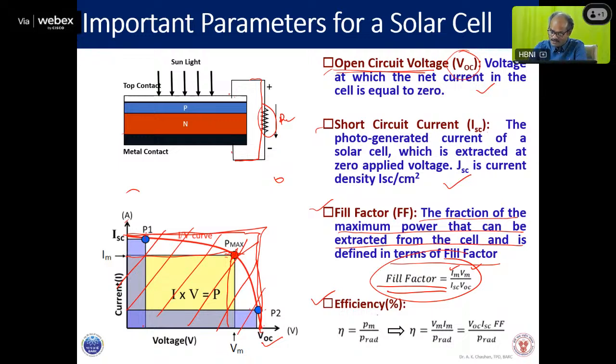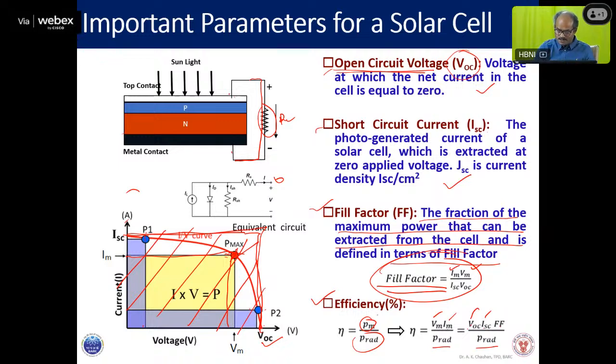So how will we define this? First is how much maximum power we can generate divided by the total radiated power. This we can calculate by Vm into Im. It is P maximum, Vm into Im, divided by P radiated. And this Vm into Im is related to VOC and ISC by this formula: VOC, ISC multiplied by the fill factor and divided by the irradiated power.